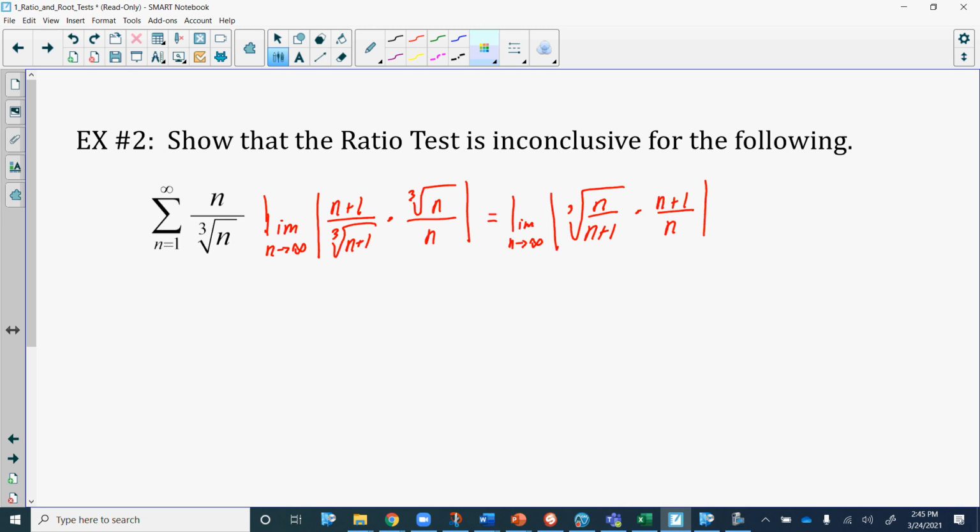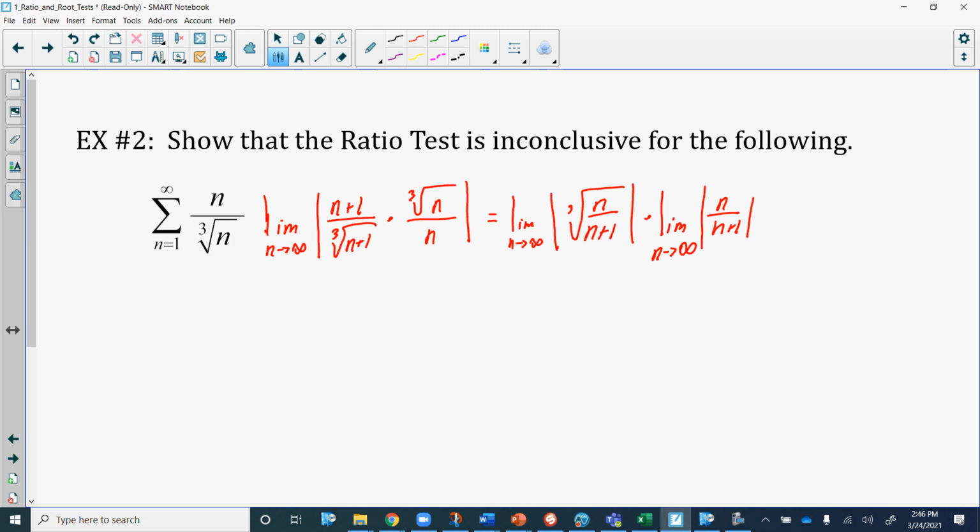And specifically, I'm going to want to break this part up using properties of limits. Let's rewrite it like this: close the absolute value here and multiply it by the limit as n approaches infinity of the absolute value of n over n plus 1, because looking at each individual piece, it's going to be pretty easy to see what's going to happen.